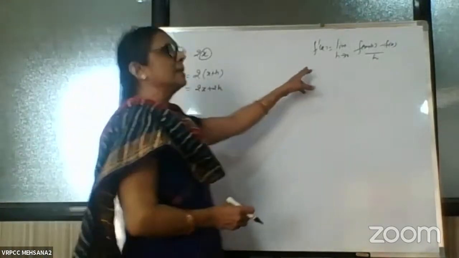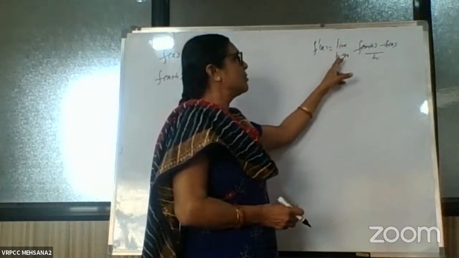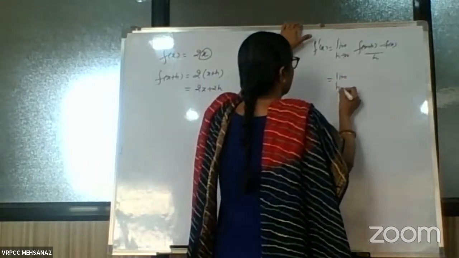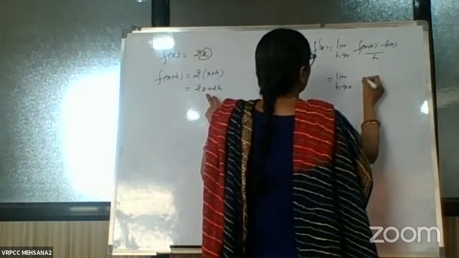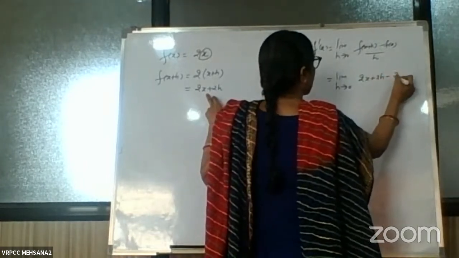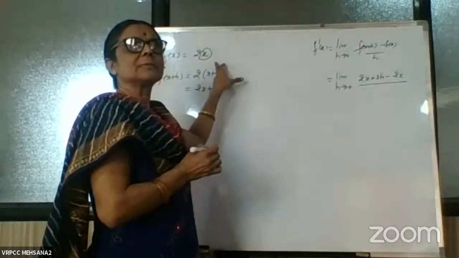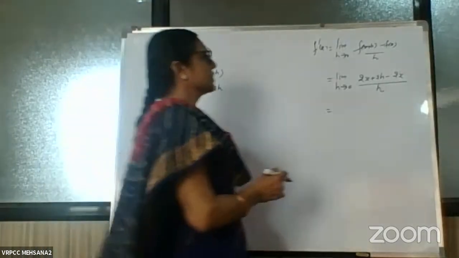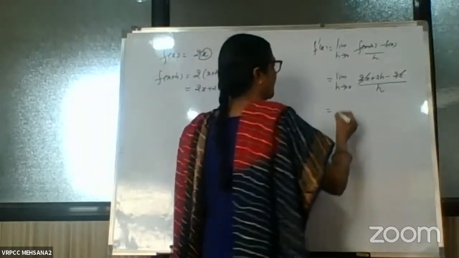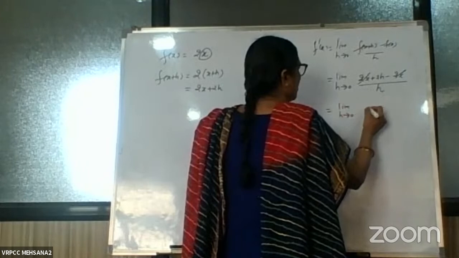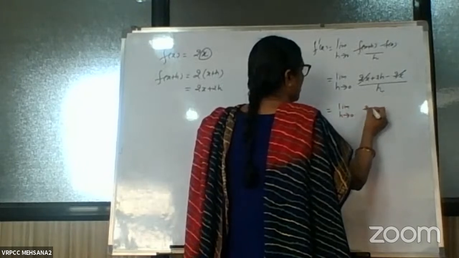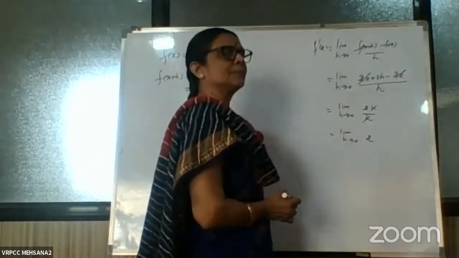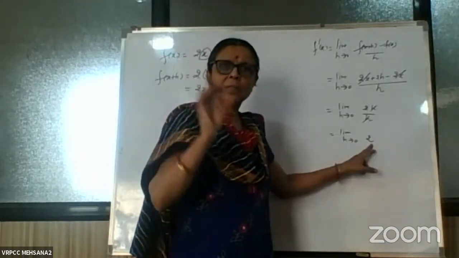Now write the definition, f dash x, limit h tends to 0, f of x plus h minus f(x) upon h. In place of f of x plus h, we write 2x plus 2h minus f(x), which is 2x, upon h. 2x minus 2x cancel. Limit h tends to 0, 2h upon h. Again, h cancels. The term 2 is remaining.